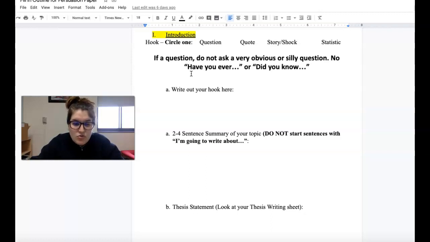Then you need to write a 2 to 4 sentence summary of your topic. Don't start the sentence with, I'm going to write about abortion. I'm going to write about illegal immigration. I'm going to write about whatever, okay? 2 to 4 sentences about your topic.